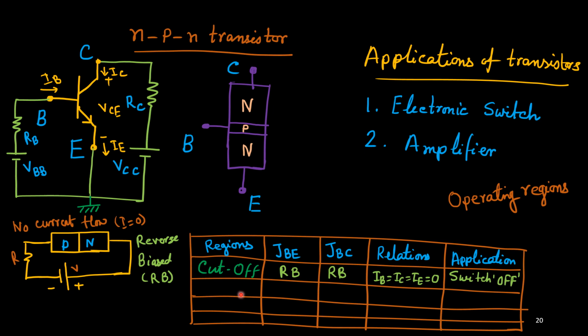Now in the cutoff region, consider both junctions. This is P type and this is N type, so we can consider this one PN diode. Similarly, this P and this N form another PN diode, the junction between base and collector. If both diodes, the junctions JBE and JBC, are reverse biased, then neither will conduct. So you can expect the base current IB, the emitter current IE, and the collector current IC all to become zero. No current will flow in the circuit.